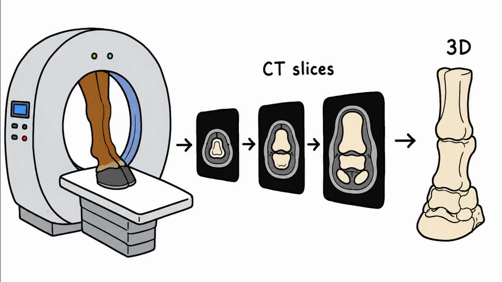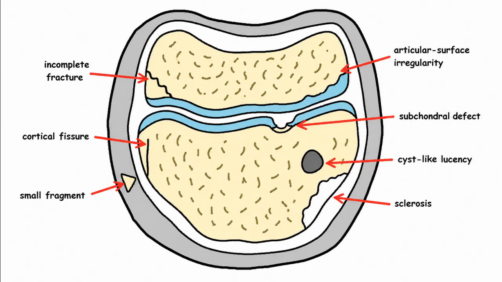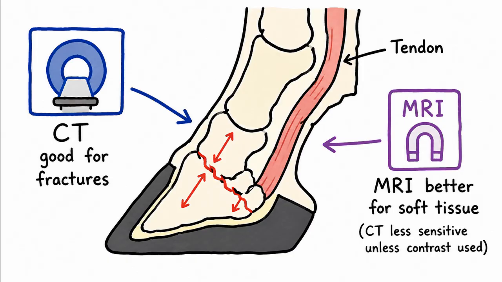CT creates cross-sectional images that can be reconstructed in 3 dimensions. It is particularly useful for incomplete fractures, cortical fissures, small fragments, subchondral defects, cyst-like lucencies, sclerosis and articular surface irregularity hidden on radiographs. CT defines fracture direction and extent well, while conventional CT is less sensitive than MRI for soft tissue unless contrast is used.